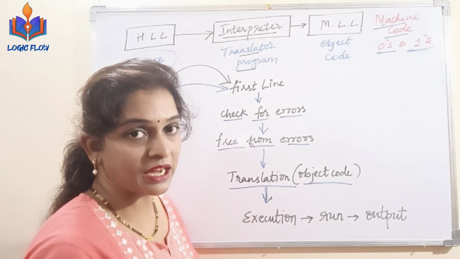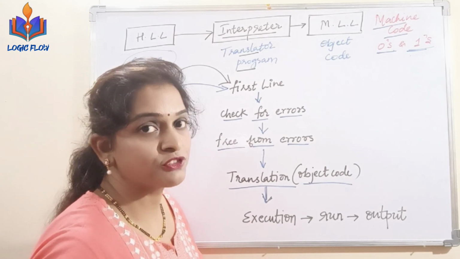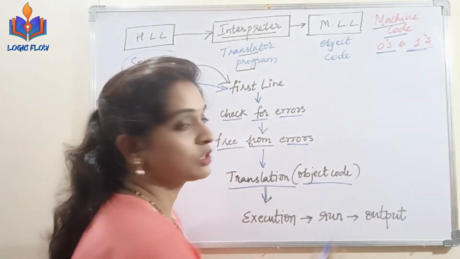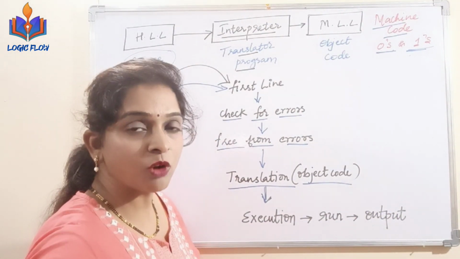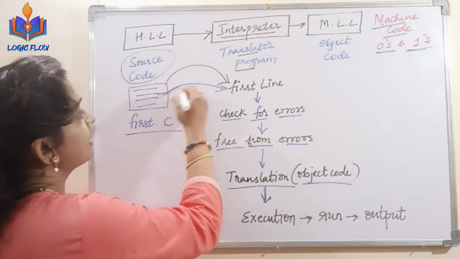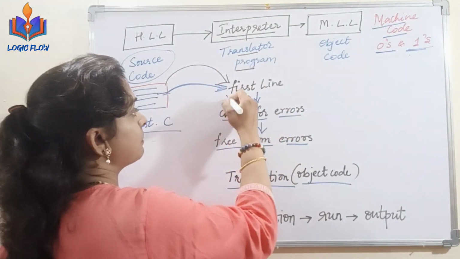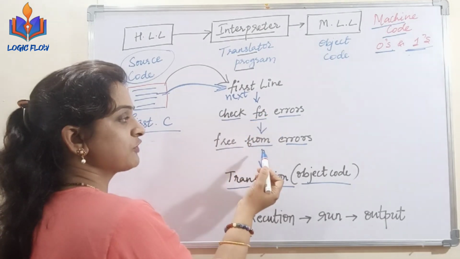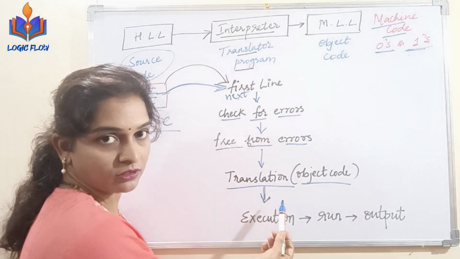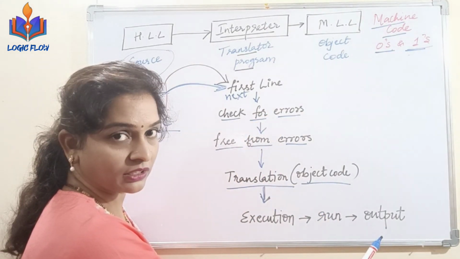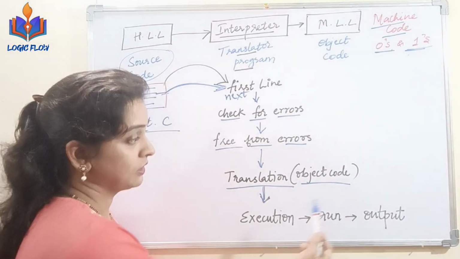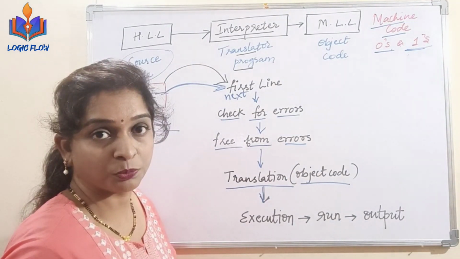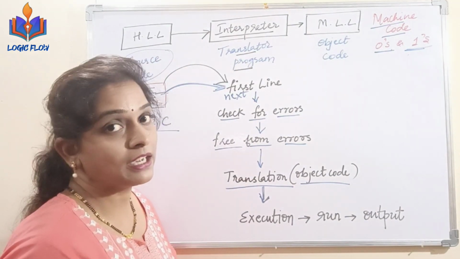Say if that first line consists of some input or output statement, it gets executed and I get the output. Then it goes to the next line. The next line is taken and again it checks for errors. If it is free from errors, it does the translation. Object code, machine code is generated. Then immediately it runs that line and I get the output. So this is the process of the interpreter.